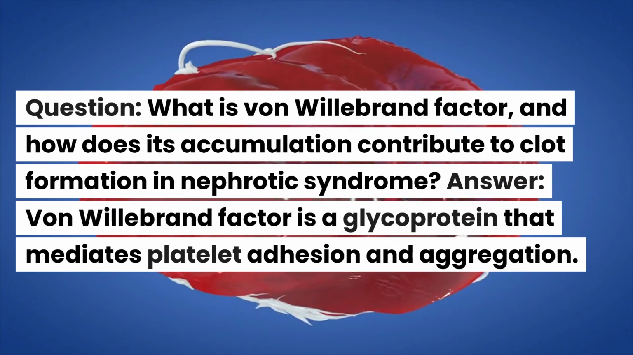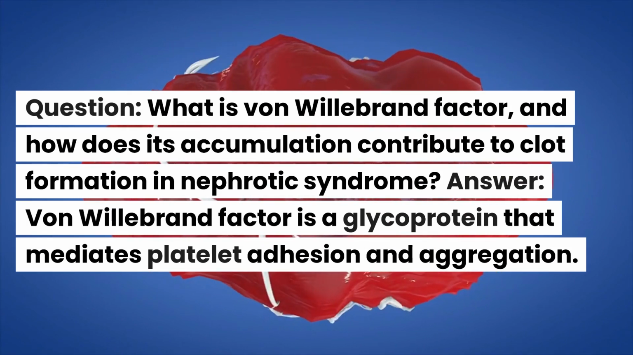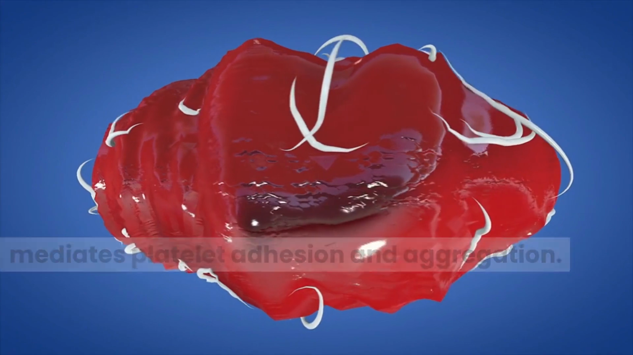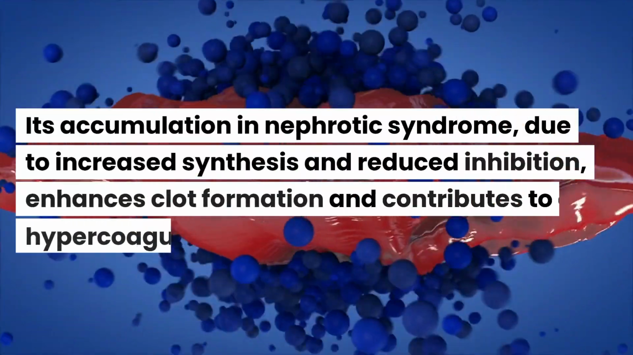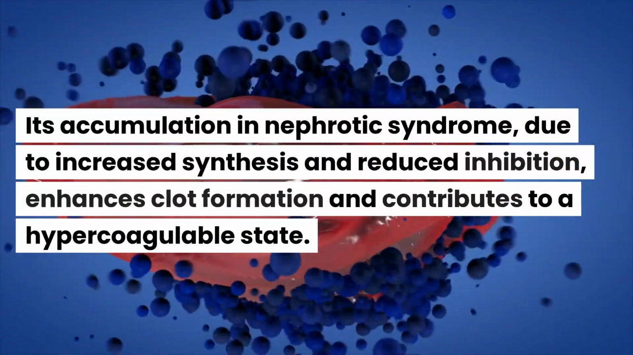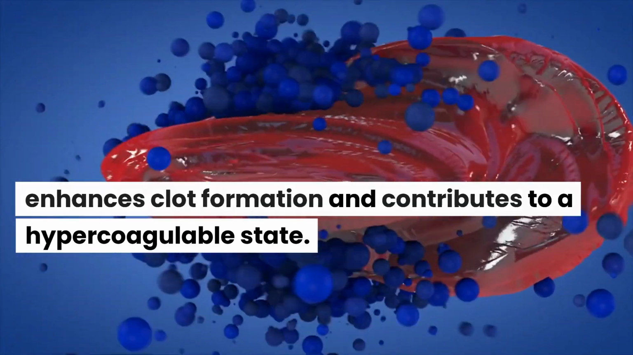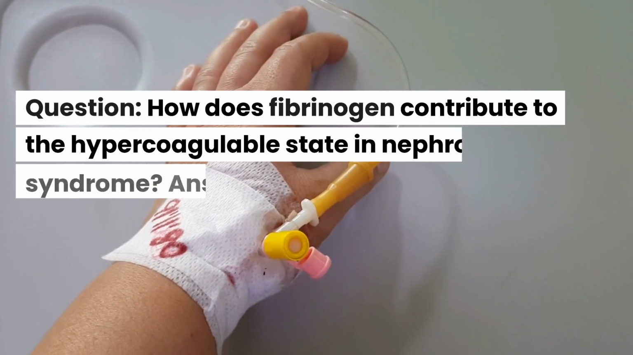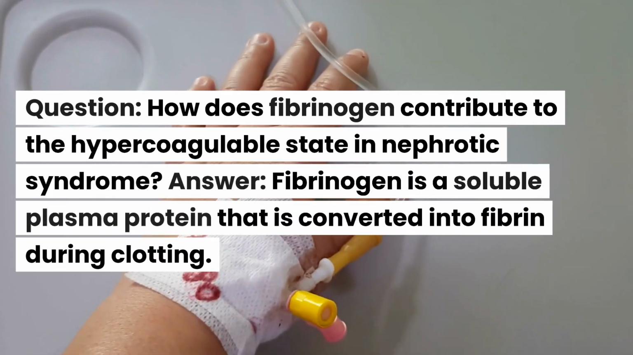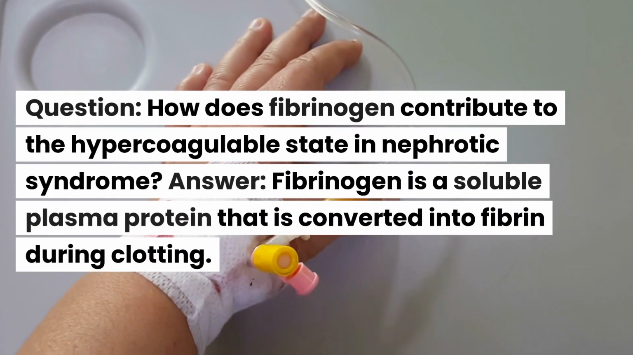Answer: von Willebrand factor is a glycoprotein that mediates platelet adhesion and aggregation. Its accumulation in nephrotic syndrome, due to increased synthesis and reduced inhibition, enhances clot formation and contributes to a hypercoagulable state. Question: how does fibrinogen contribute to the hypercoagulable state in nephrotic syndrome?